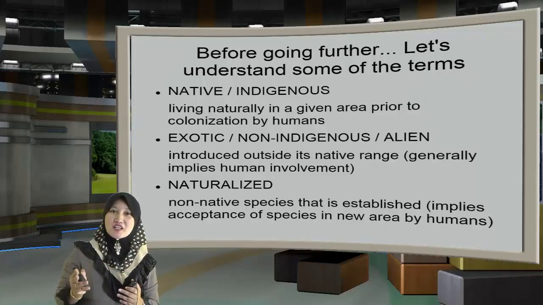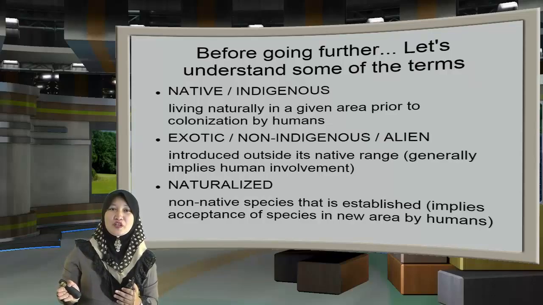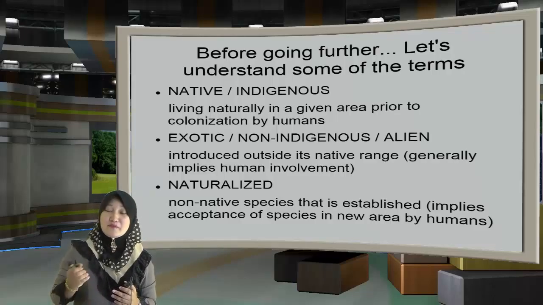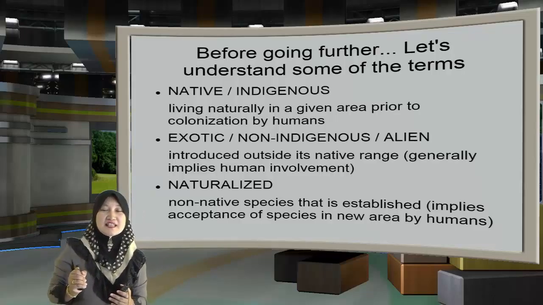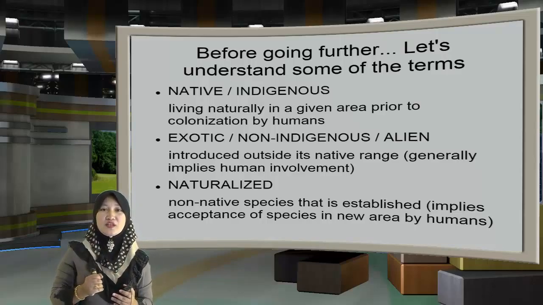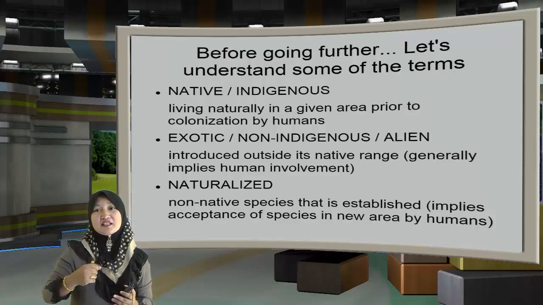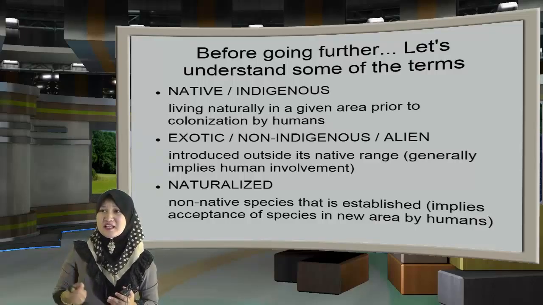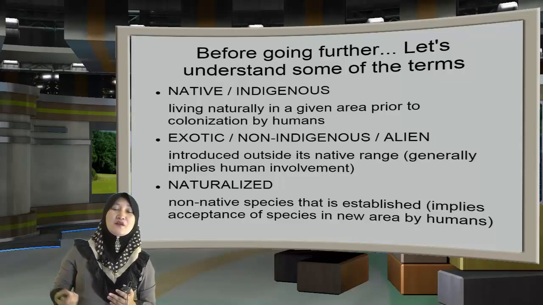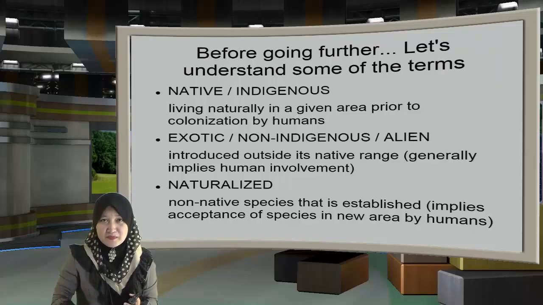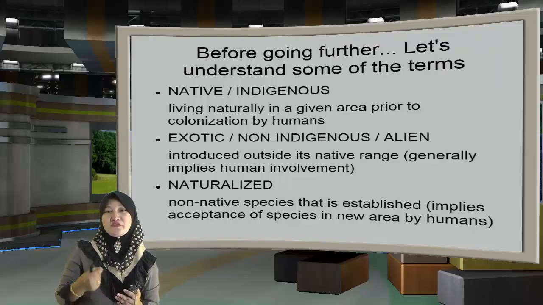So what is exotic or non-indigenous or alien? It is an introduced species outside its native range. Remember the cat's photo? The cat is actually exotic, or we call it non-indigenous. We bring the cat into a rainforest. Then the cat becomes an exotic species because a cat doesn't live in a rainforest, except for tigers, except for lions. But domesticated cats are not an endemic, indigenous or native species of that rainforest.